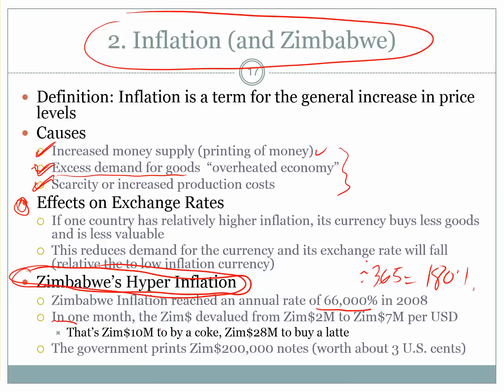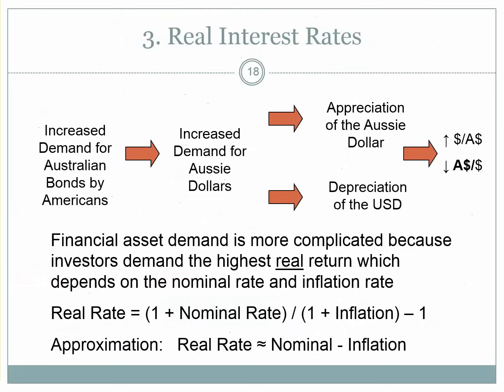And related to that, their currency was devalued in 1 month from 2 million Zimbabwe dollars per US dollar to 7 million Zimbabwe dollars to buy $1 US. That's 28 million Zimbabwe dollars to, say, buy a latte. All right, so the first two reasons we talked about concern demand for goods and services. Net exports are a good thing for a currency, but inflation's bad.